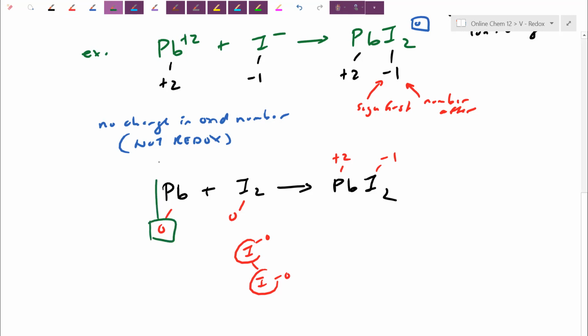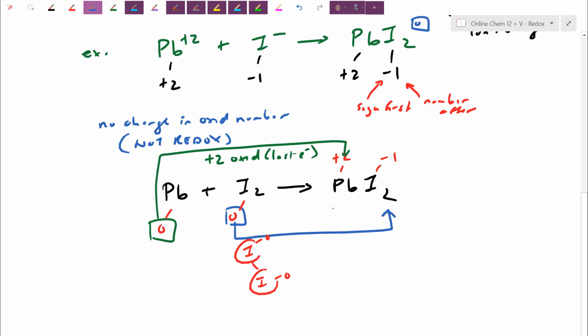If lead goes from 0 to +2, anytime your oxidation number goes up, we know it's oxidation. Leo the lion says grr. That means we have lost electrons. I had to throw away negative things for my charge to go up. I would expect the other guy to have gained electrons, going from a 0 to a -1.